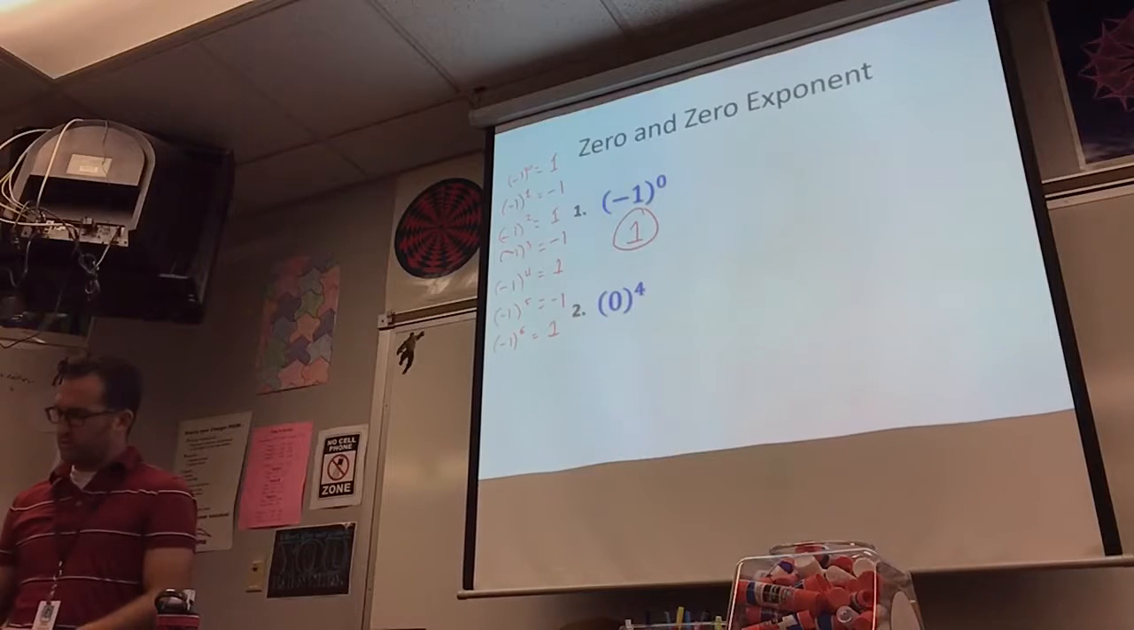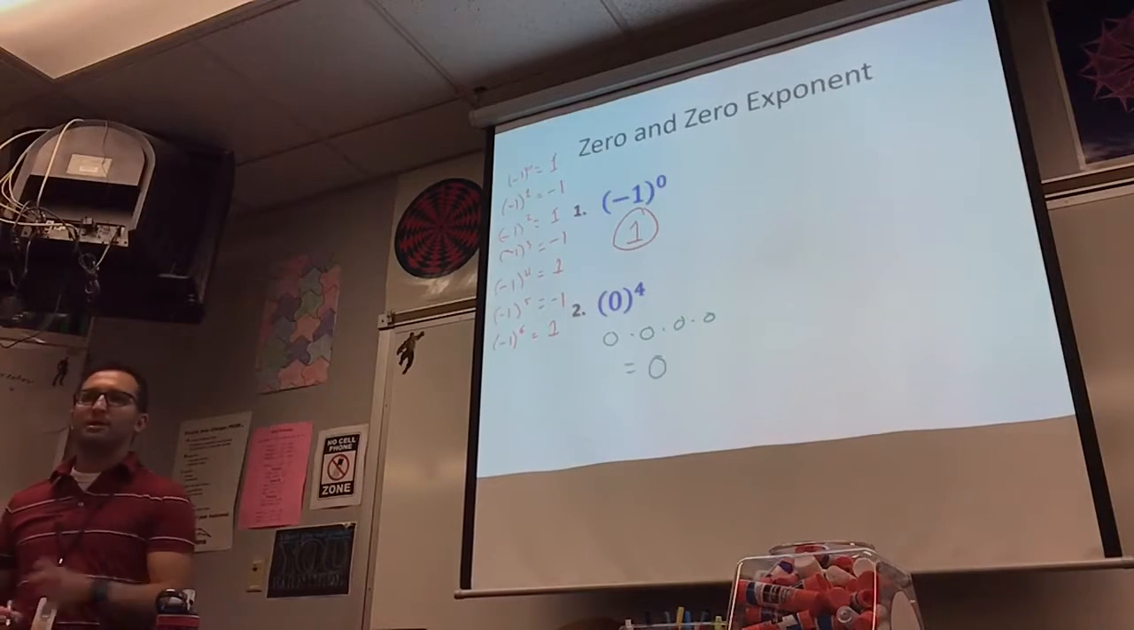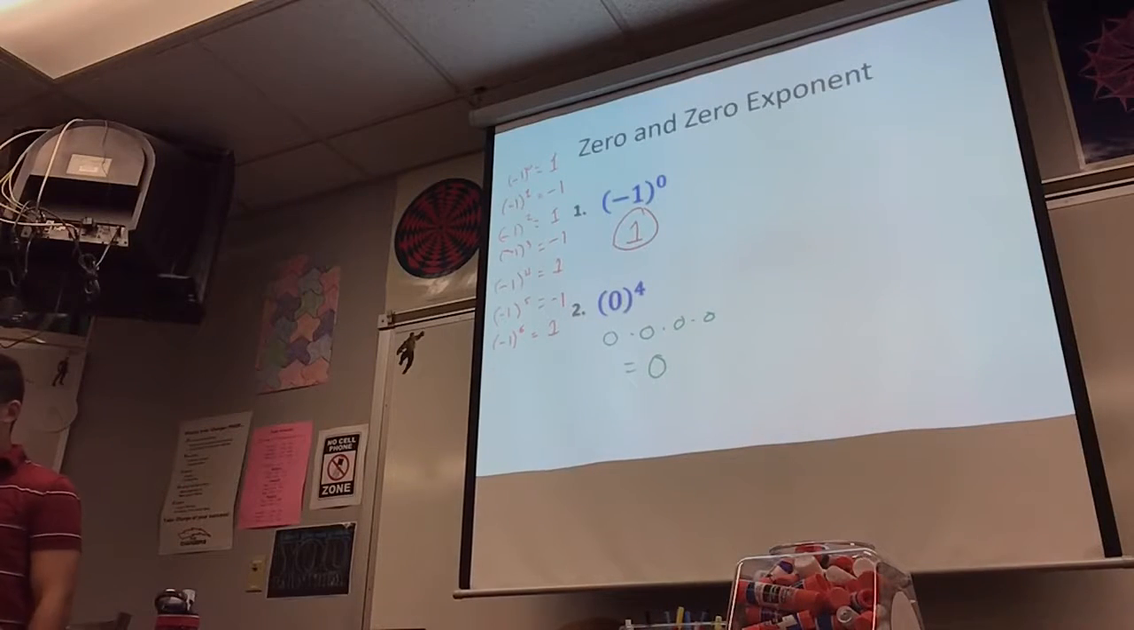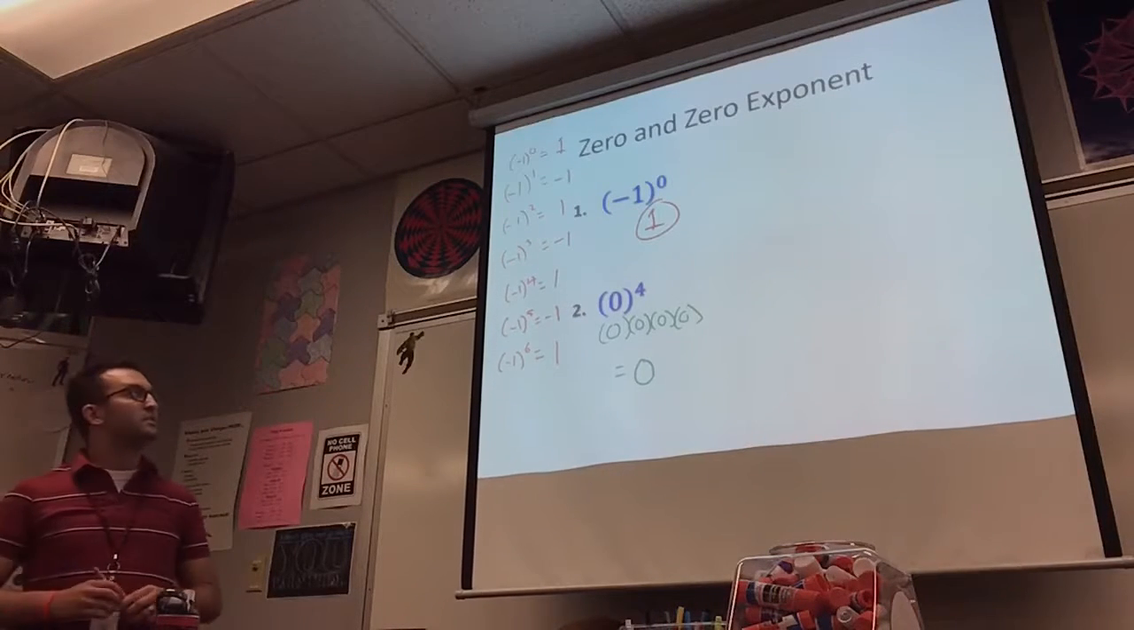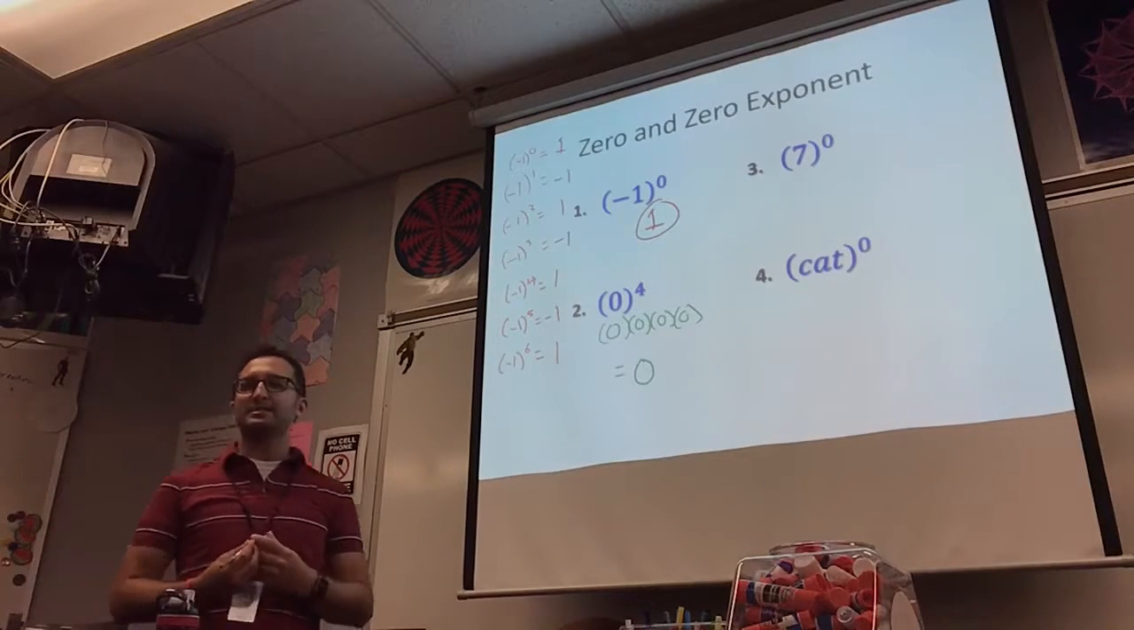What's 0 to the 4th going to equal? 0. Yeah, it's 0 times 0 times 0 times 0, which equals 0. So let's get rid of that. That doesn't really apply to our rule that we're going to do. Okay? The next 2: 7 to the 0 and cat to the 0.